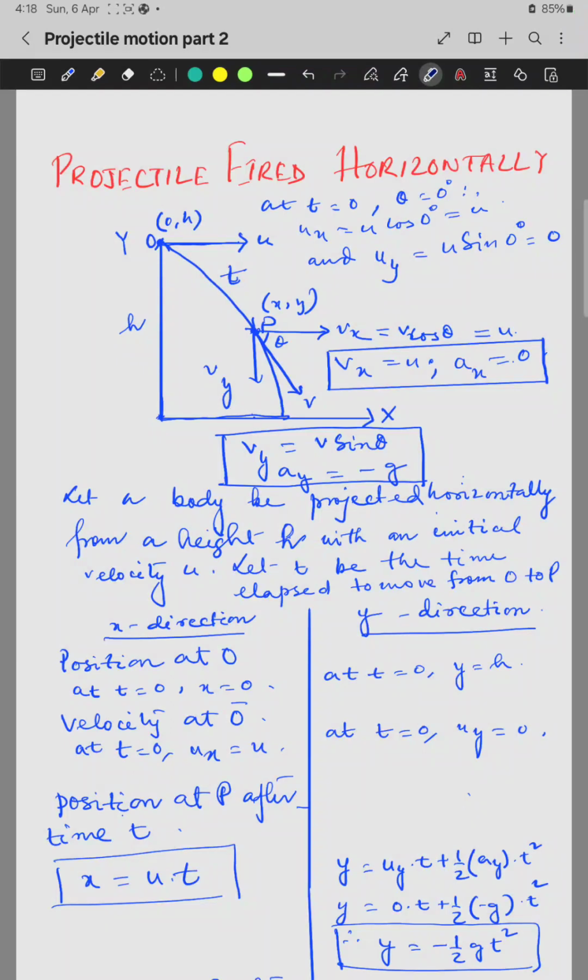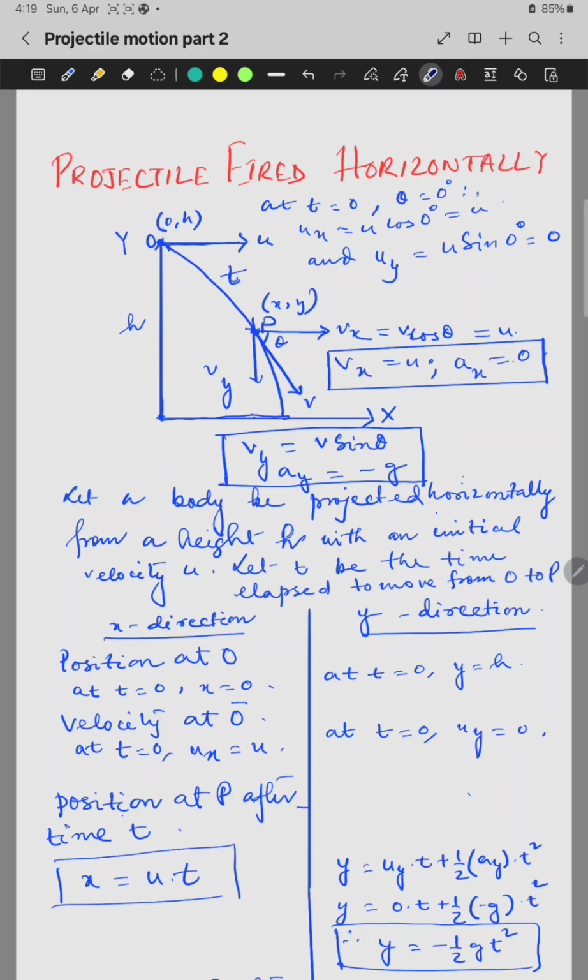Hello students, today in this video another case of projectile motion is discussed. Here the projectile is thrown with some initial velocity u along the horizontal, that is along the x-axis. Here it doesn't have any velocity along the y-axis.